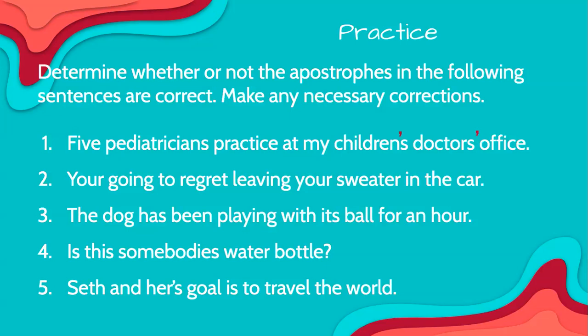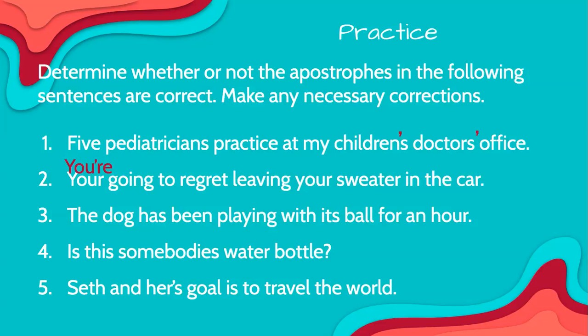Number 2, you're going to regret leaving your sweater in the car. So here I'm looking at the two yours and trying to figure out, do I need the contraction or do I need the possessive? The first your, am I trying to say you are? You are going. I am, which means I need the apostrophe. You apostrophe R-E. Your sweater, am I trying to say you are sweater? Or am I showing ownership? I'm showing ownership, so here I don't do anything. Your is correct, the second your.